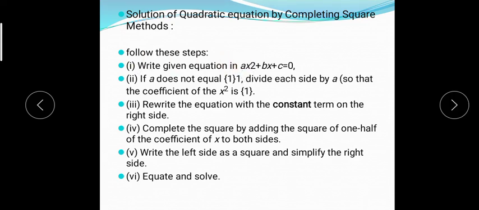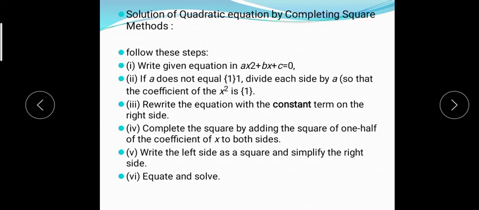Write the given equation in the form x square plus bx plus c is equal to 0. Whatever equation is given, we first have to write it in the general form of a quadratic equation. After writing the general form, what is the coefficient of x square? It should be 1. The coefficient of x square is a. Make the equation in such a way that the coefficient of x square becomes 1.